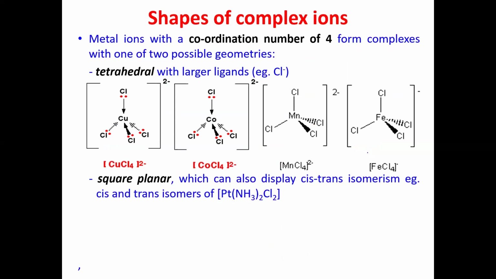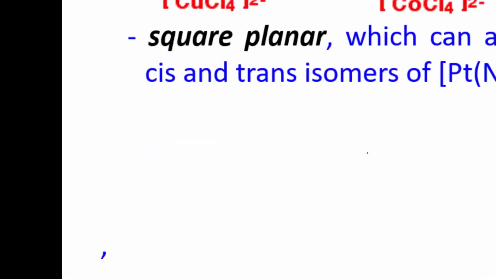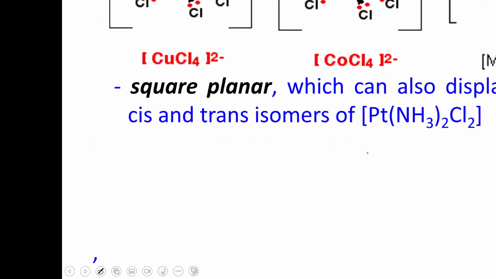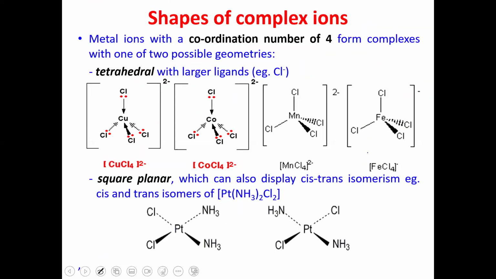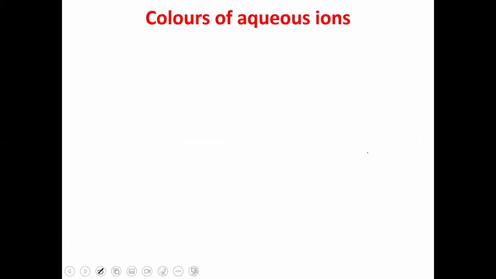And square planar, which can also display cis-trans isomerism. This is a platinum, ammonia, and chlorine structure. When you see this one, square planar means this is the shape. And it also shows cis-trans isomerism. Look at this cisplatin and transplatin, a very famous compound which is also used in cancer treatment. It is one of the most commonly repeating complexes in our course.